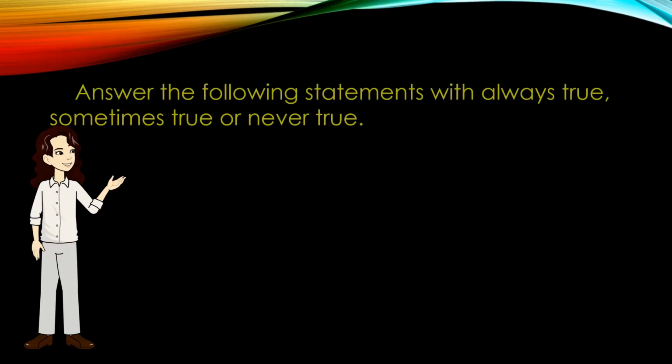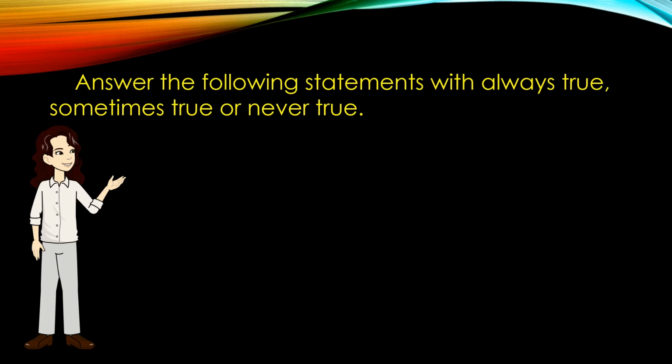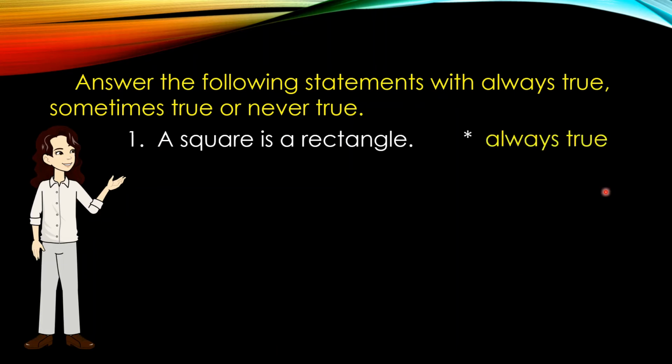Okay, let's try to answer this one. Answer the following statements with always true, sometimes true, or never true. Number 1. A square is a rectangle. In our flow chart, a square is at the bottom and a rectangle is at the top. So, going up, that is always true.